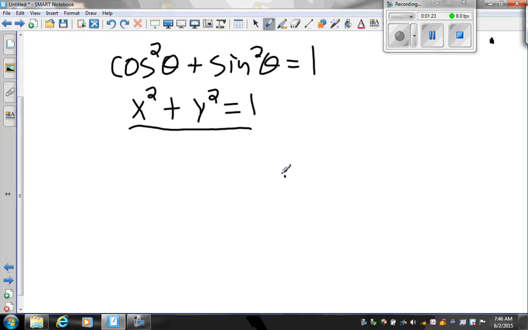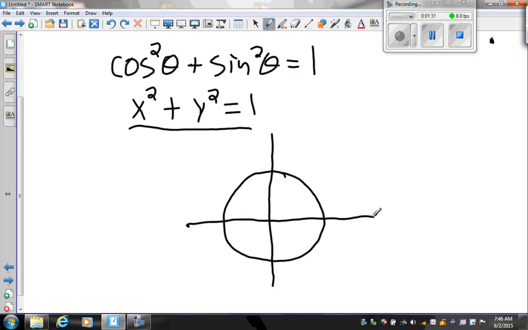So, we draw our circle. We put our x and y axis on here. The radius is 1, so this point would be the point 1, 0. This point would be the point 0, 1.